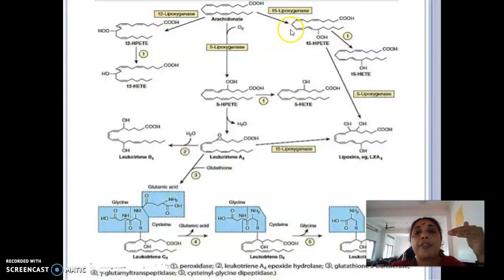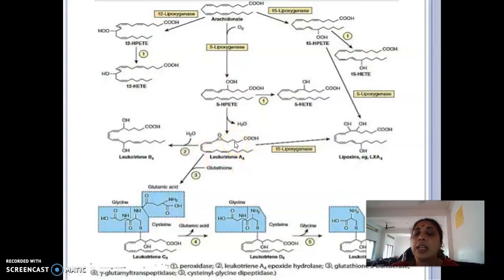Leukotrienes are formed from the lipoxygenase product. The 5-HPETE molecule is then acted upon by the peroxidase enzyme to give rise to the leukotriene. So this peroxide group is now removed, catalyzed by the enzyme peroxidase. So 5-HPETE is acted upon by peroxidase enzyme. The OOH is removed in the form of a water molecule and results in the formation of leukotriene.